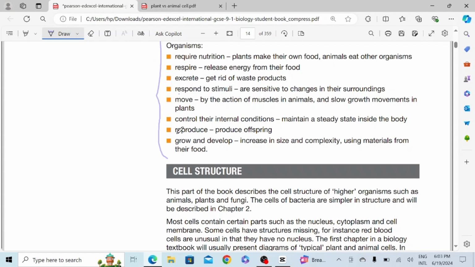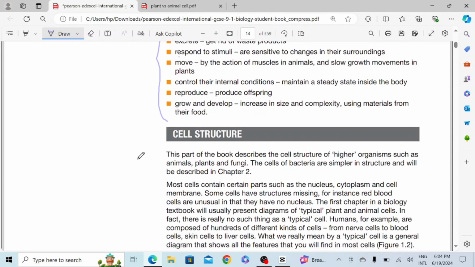Reproduction. So this is producing offspring. And then we have grow and develop. Animals generally grow and develop. They grow tissues, they grow more cells, and similarly plants also grow by using certain minerals and taking in water, and they grow in length probably. All right.